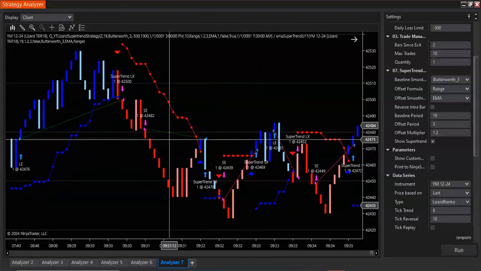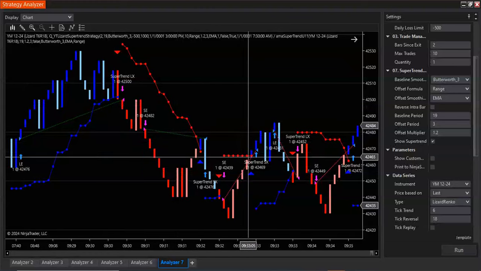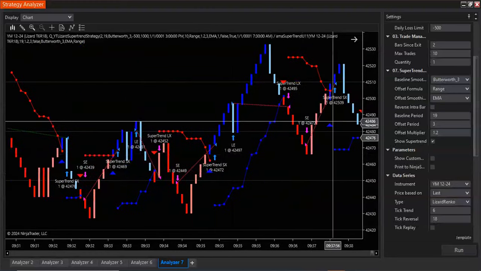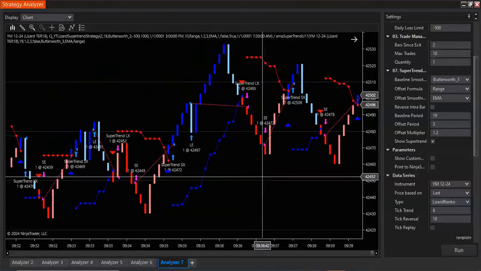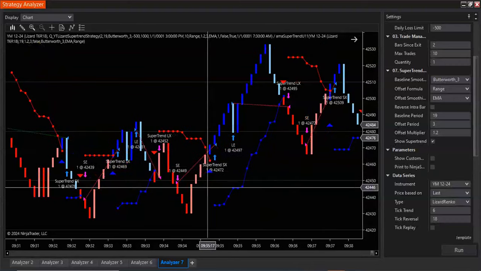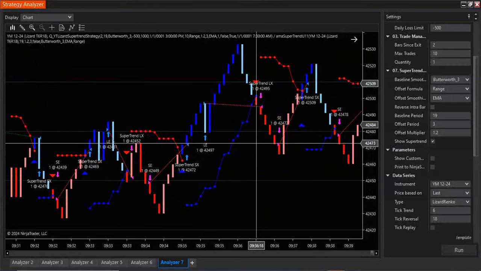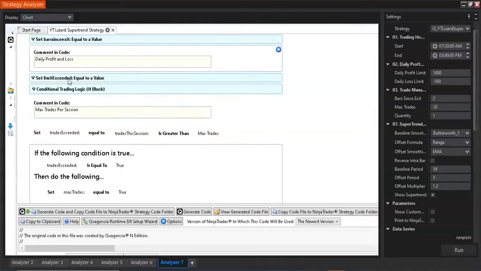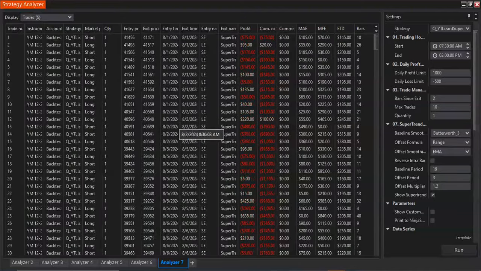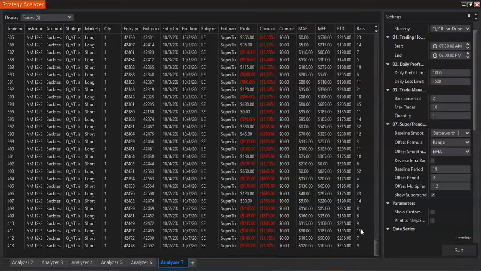Same thing. All right, so that's one trade, two, three, four, five, six, seven, eight. So it went to eight, and I'm pretty sure looking at the chart, you can tell why it only went to eight. It hit the daily loss limit. So let's go to the trades and see. Yep.